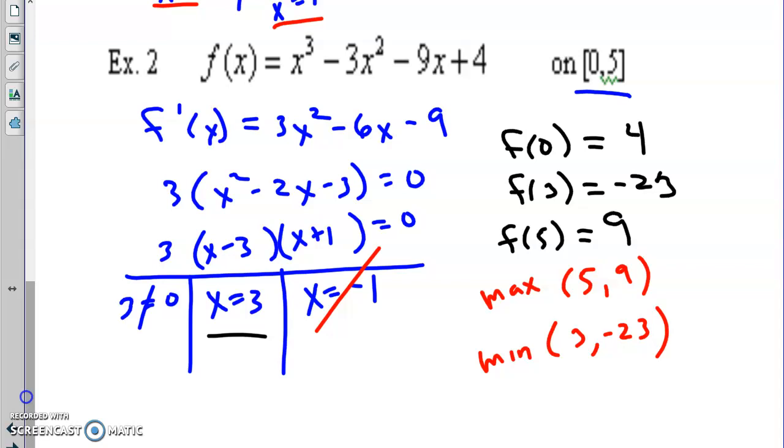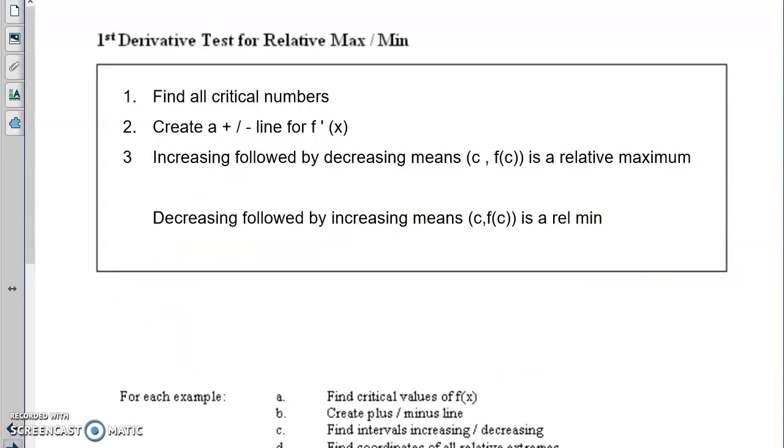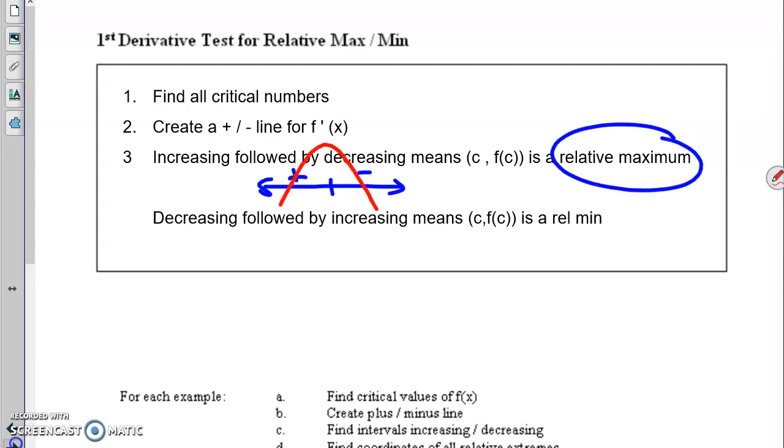Let's now do the first derivative test. Again, notes filled out ahead of time. First derivative test for rel maxes and rel mins. How can we find a max or a min using the first derivative? Here's how. Find the critical numbers, create a plus minus line for f prime, sounds familiar. If it's increasing followed by decreasing on the plus minus line, that means it's a rel max. That makes sense because, increasing, decreasing, there's your max. On the other hand, if it's decreasing followed by increasing, then obviously the critical number is a rel min.